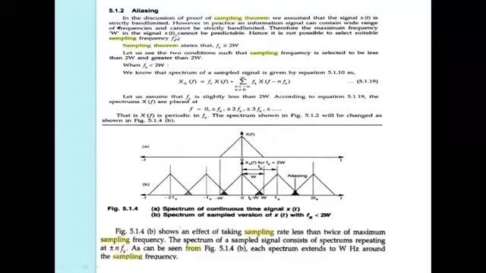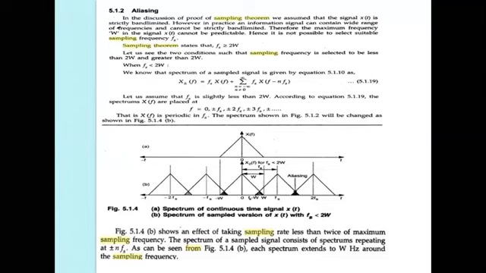Now, aliasing we also already discussed. In the sampling theorem, we assumed that the signal x of t is strictly band limited. However, in practice, an information signal can contain a wide range of frequencies and cannot be strictly band limited.